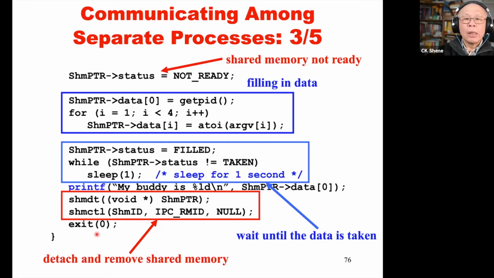Continue this shifting until the status variable becomes taken, which means the client, the other program, has already moved all the information out of the shared memory. So the server program will print out "my body is from data 0", which means the client would put its PID into data 0. Then this server detaches the shared memory and finally removes it. So this is the server program.